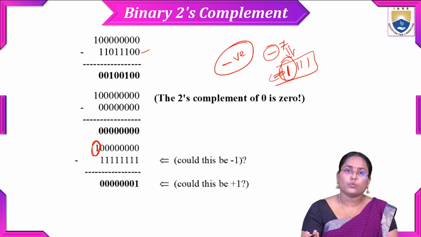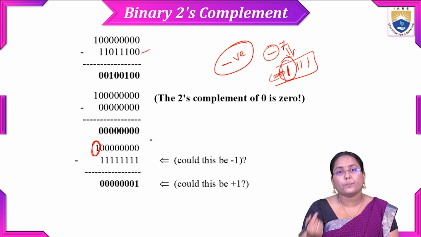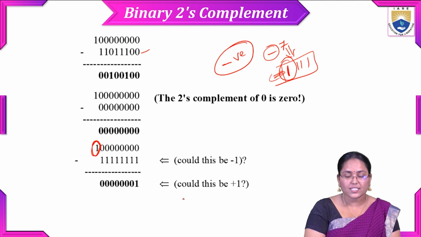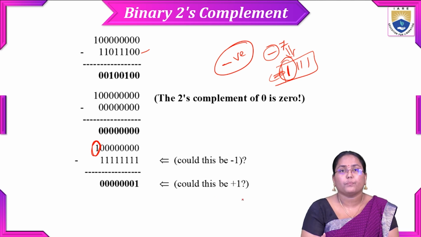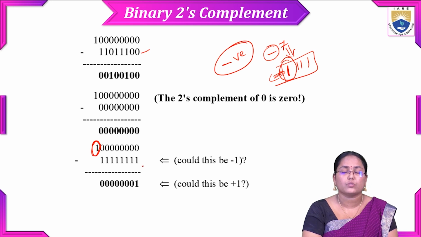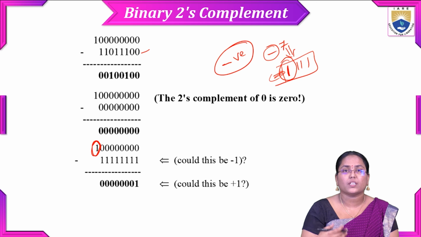Whenever we do the two's complement format, sometimes we need to be sure that the two's complement of a particular zero value is also all zeros only. But this could sometimes be something like a negative number also, and sometimes it can also be something like a plus one also. Like what I'll do in the next step is I'll add one to this. So it can be plus one also. In this type of situation, there is an ambiguity.